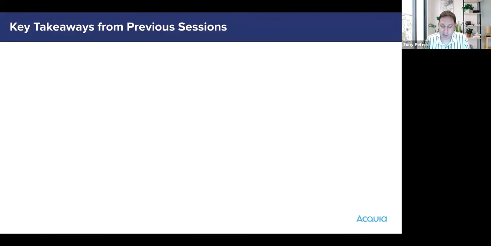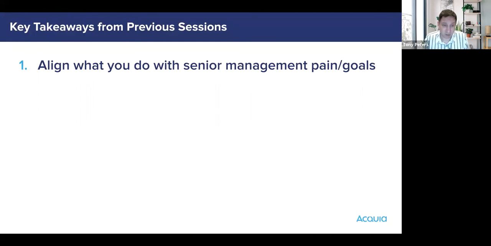But as a bit of context, I want to talk about some of those key takeaways from those previous sessions, because they're still relevant in what we're talking about today. So align what you do with senior management and their pains and goals. Even if you're further down the chain, you might have several levels between you and the senior management. Make sure you understand what keeps them up all night, what they're expected to deliver to shareholders and board members, etc. Understand what those pains are, so that whatever you do is aligned to those.